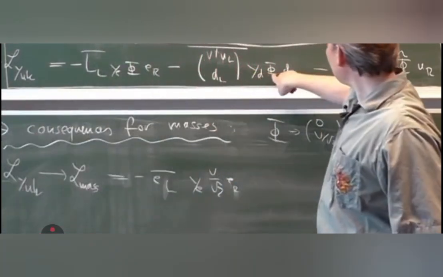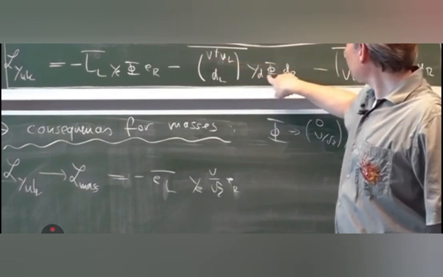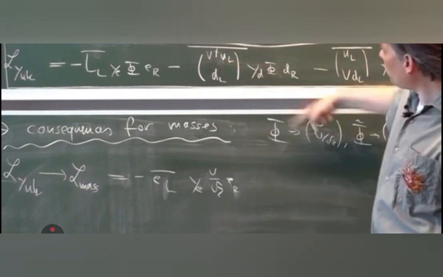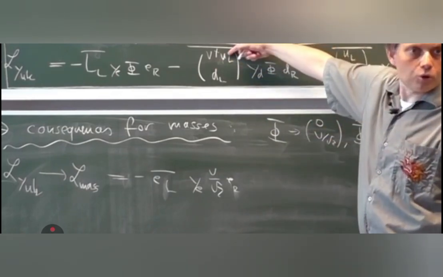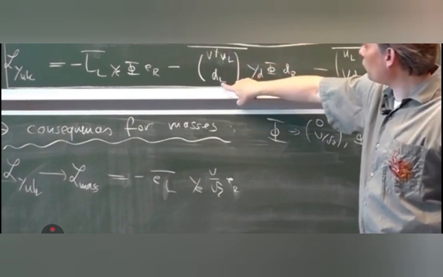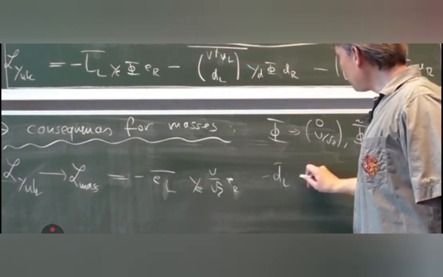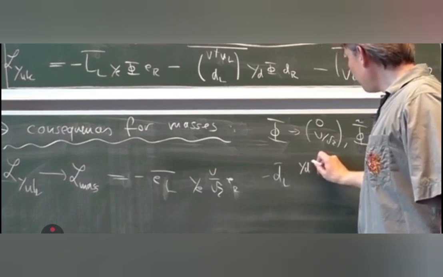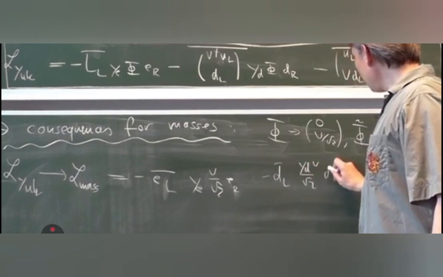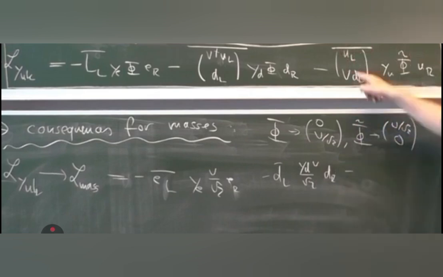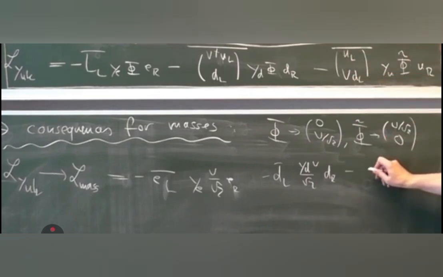And here in the down quark sector, because phi has only a lower component, this matrix term drops out, and the only thing that remains is D left bar times Y_D v over square root of 2 times D right, and here the same, the matrix term drops out and we obtain U L bar Y_U v over square root of 2 times U R plus the Hermitian conjugate.